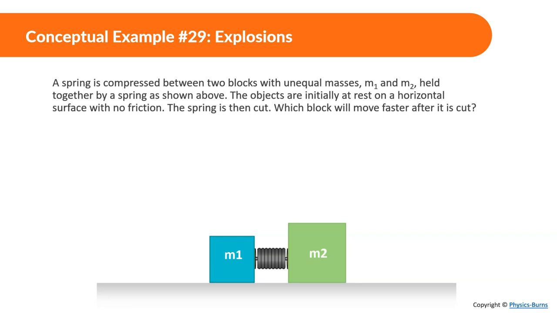Moving on. A spring is compressed between two blocks with unequal masses, M1 and M2, held together as shown above. The objects are initially at rest on a horizontal surface with no friction. The spring is then cut. Which block will move faster after it is cut? Since they have different amounts of mass, and this one is lighter, after it's cut it will have to move faster than this one. So it'll be M1.